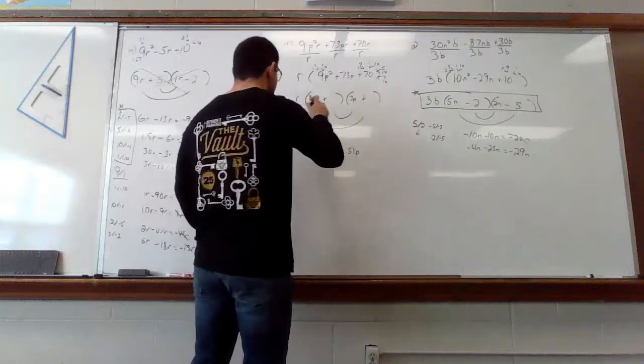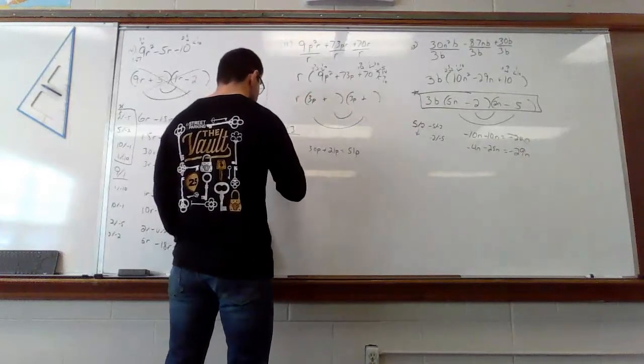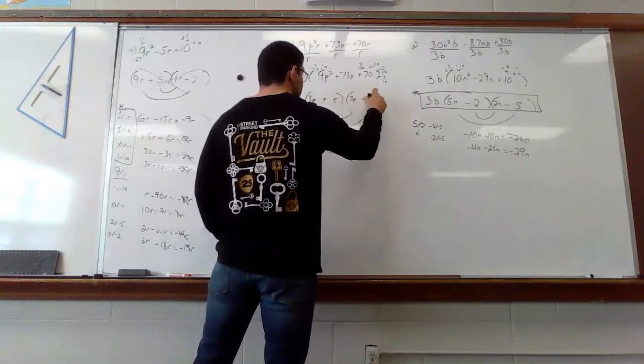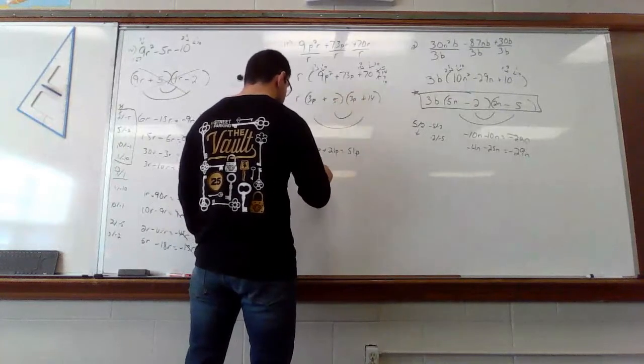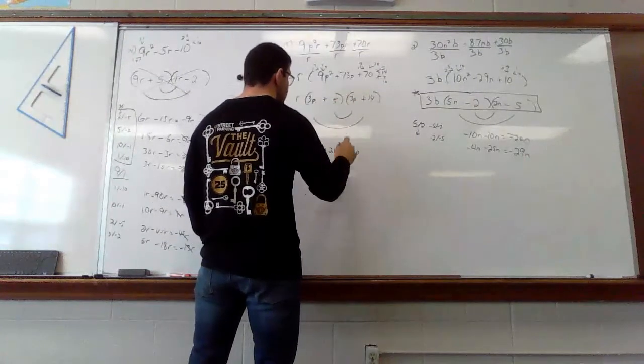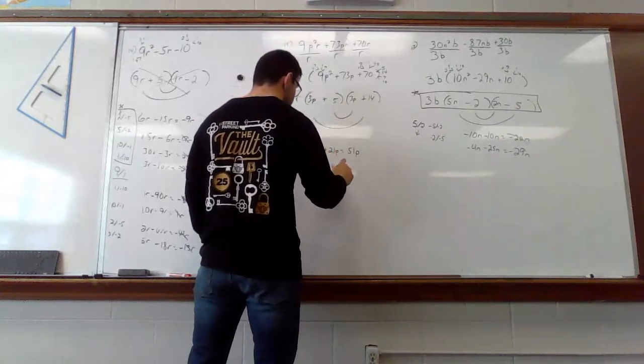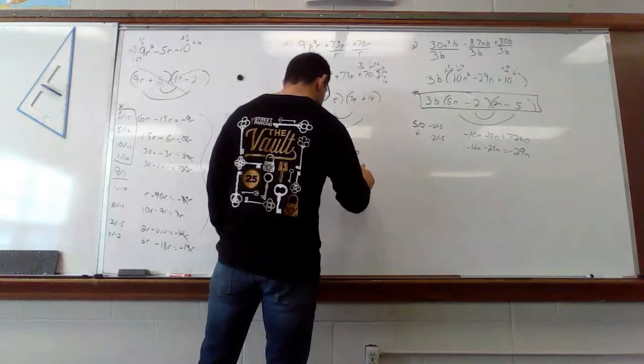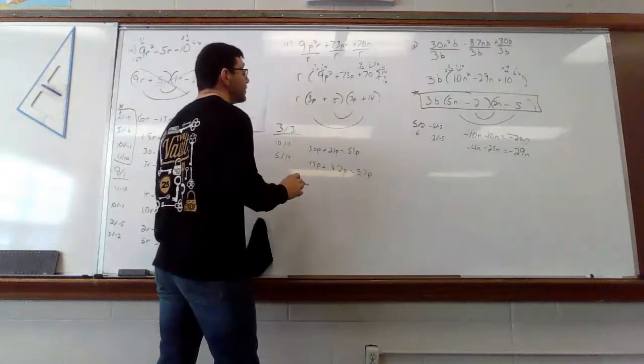So 7 and 10 doesn't work for this one, so let's try 5 and 14. So let's do 5 and 14. So that's 15p plus 2, regroup the 1, that's 42p. That gives me 57p. Does not work.